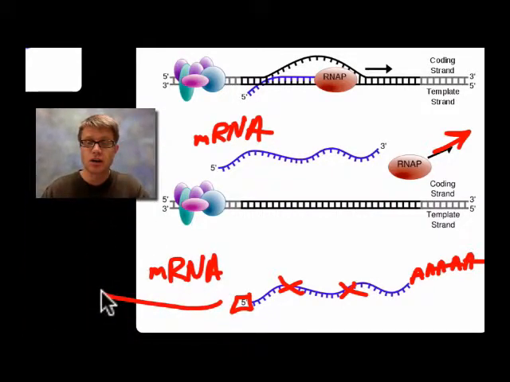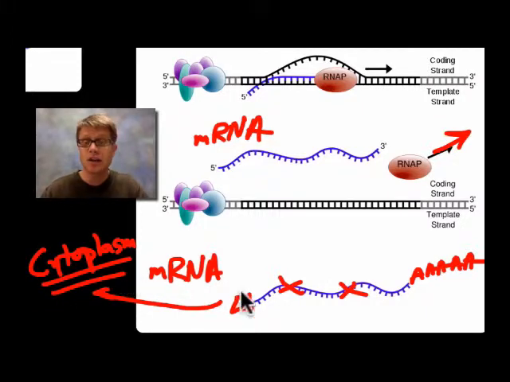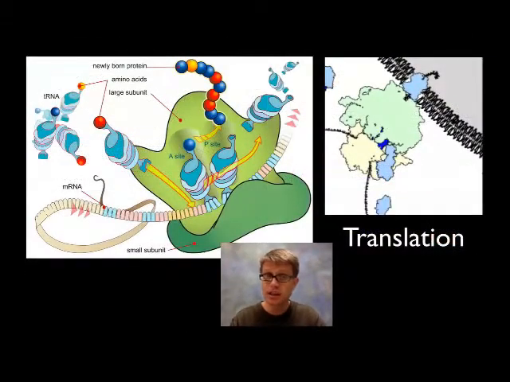Where does that messenger RNA go? It's going to go outside of the nucleus, and it's going to go into the cytoplasm. What's going to occur there is that we're going to take that recipe, that message, and we're going to make a protein out of it. We're going to build that out of amino acids. Okay, so how does translation work?